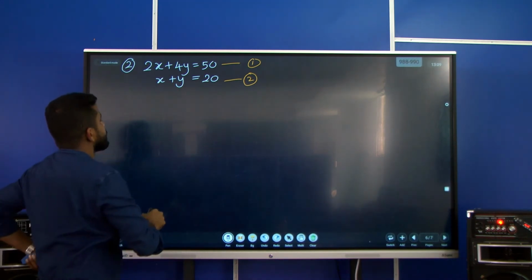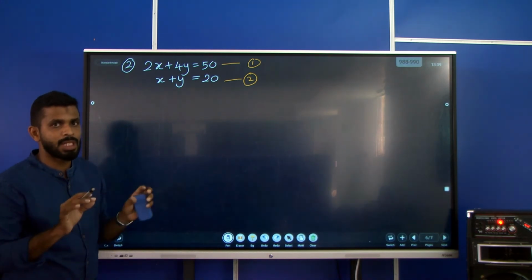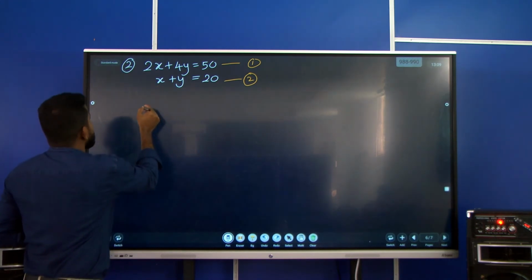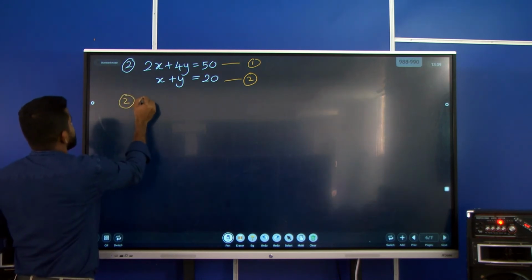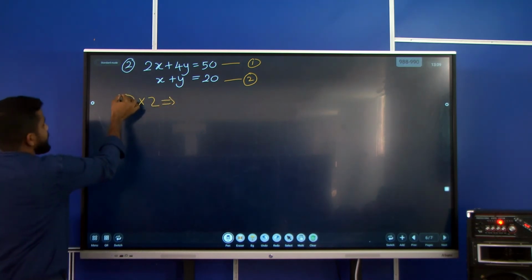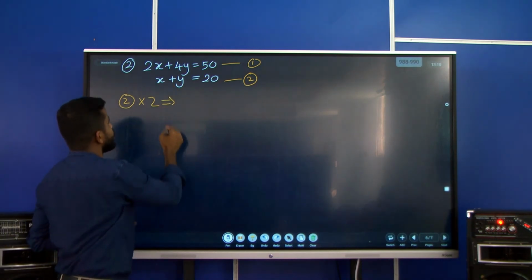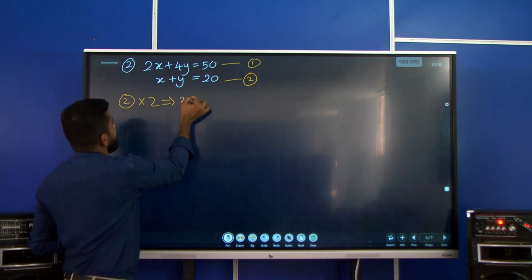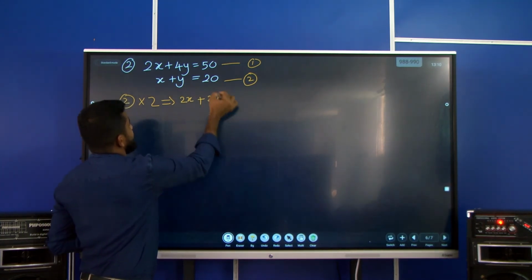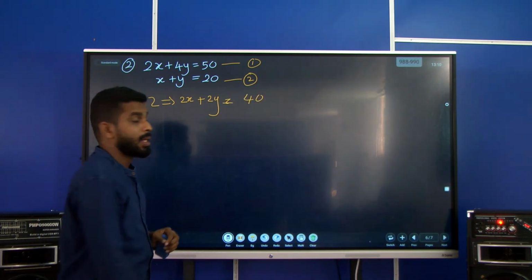For this second equation, if you multiply the whole equation by a number, the equation won't change. According to that rule, I'm going to multiply the entire second equation by 2. So x times 2 is 2x, plus y times 2 is 2y, equals 20 times 2, which is 40. And this one I'm going to label as the third equation.